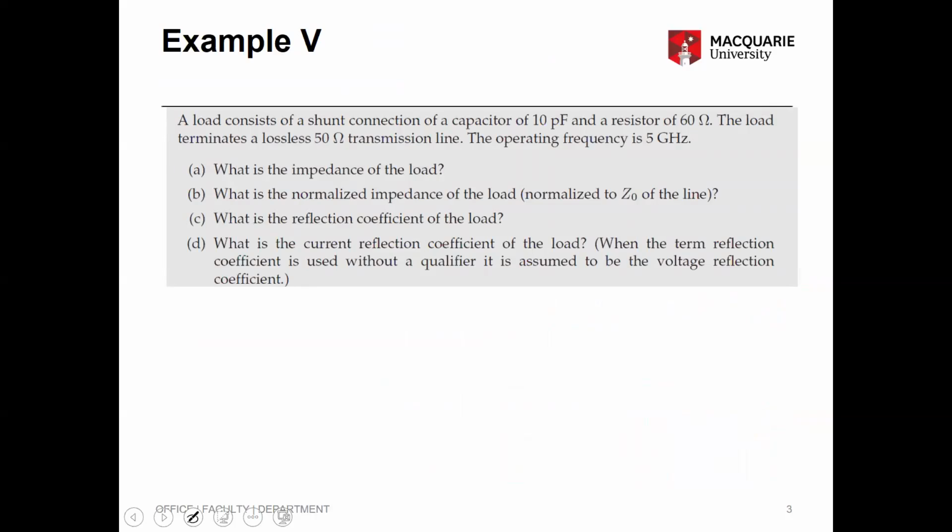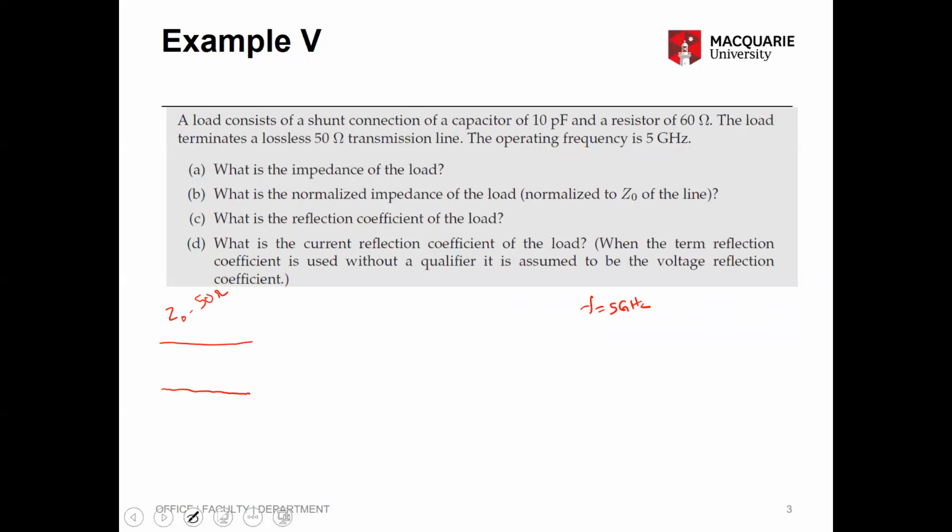So we'll do an example. A load consists of a shunt connection of a capacitor of 10 picofarad and a resistor of 60 ohm. The load terminates a lossless 50 ohm transmission line. So you have a transmission line, that's Z0 is 50 ohm. The operating frequency is 5 GHz. So f is 5 GHz.